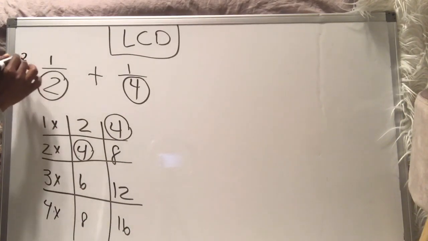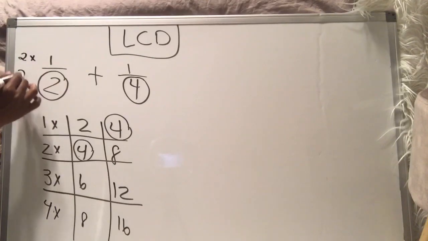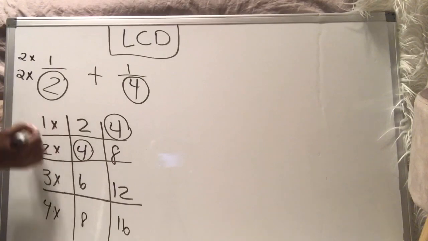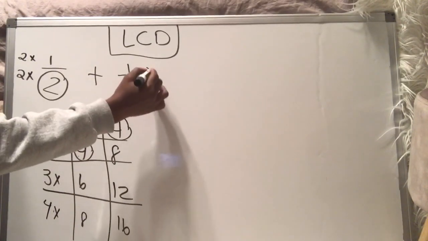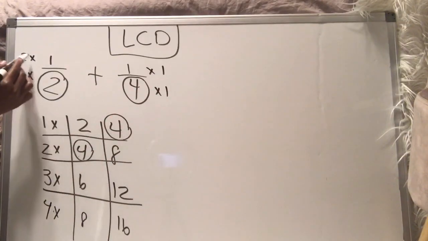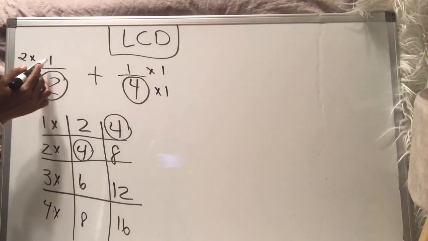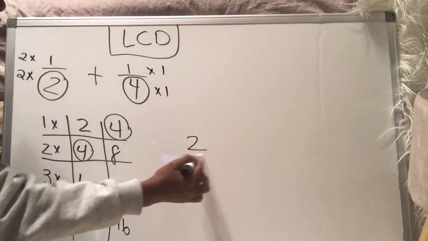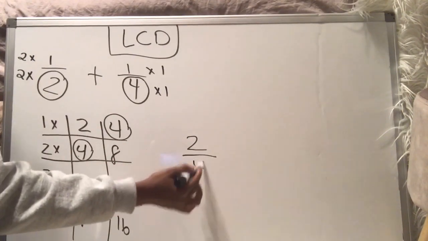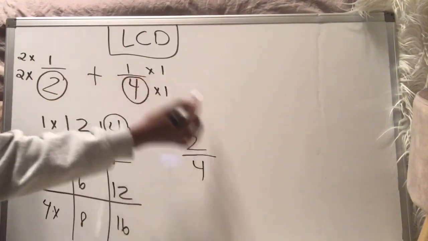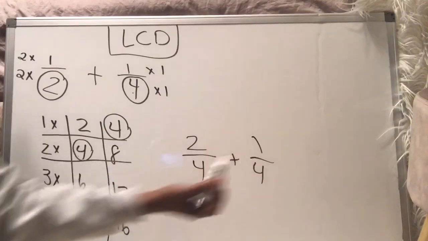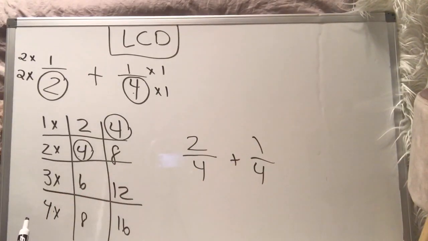So we'll multiply by 2 at the top and 2 at the bottom. And for this one, we just did 1 times, so we'll multiply the top by 1 and the bottom by 1. So 2 times 1 is now 2, and 2 times 2 is 4. So that's the new fraction. And 1 times 1 is 1, and 4 times 1 is 4. So now we have found our least common denominator.